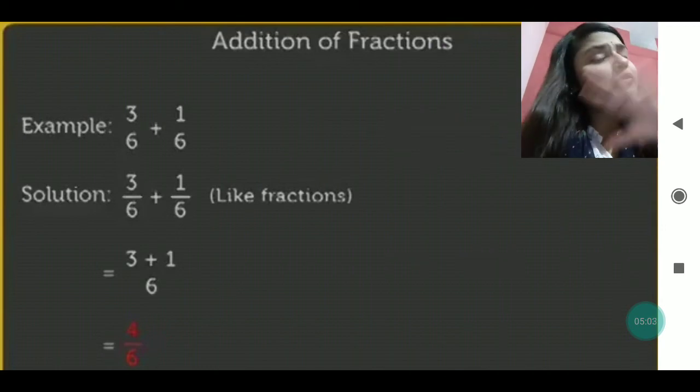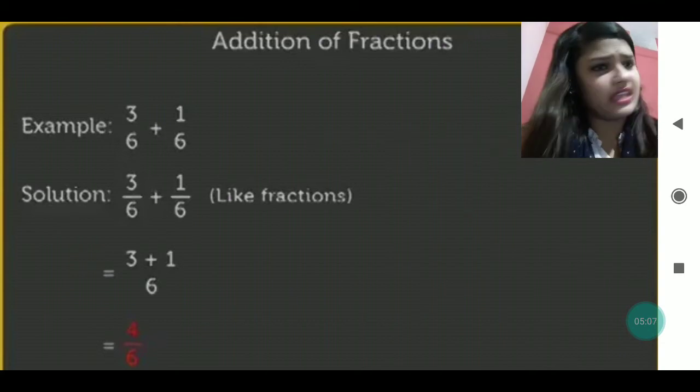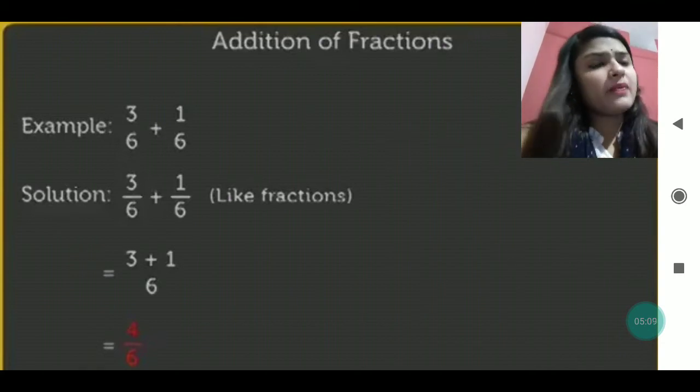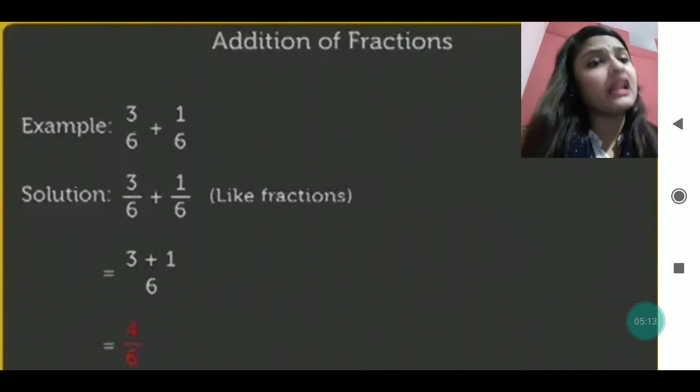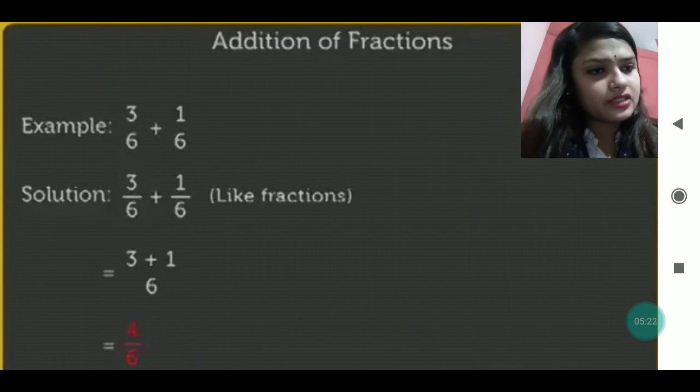In that, the denominators are not the same. The numerators can be the same also, or not the same. No problem in that. But the denominators are not the same. If you are getting that kind of fraction, then it is an unlike fraction. We are here doing the addition of like fractions, my dear. Like fractions means we will get the same common denominator. So let's do it.